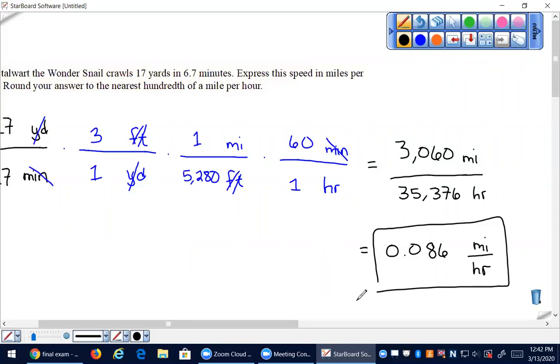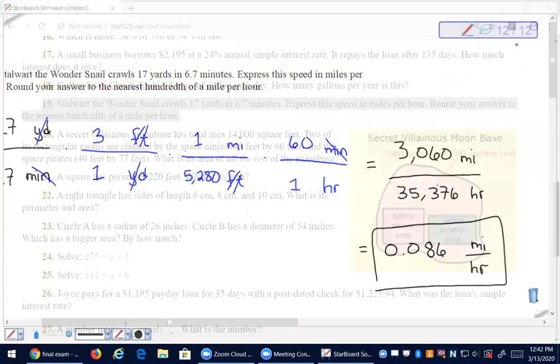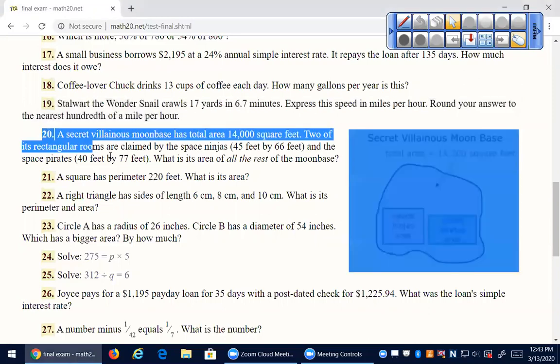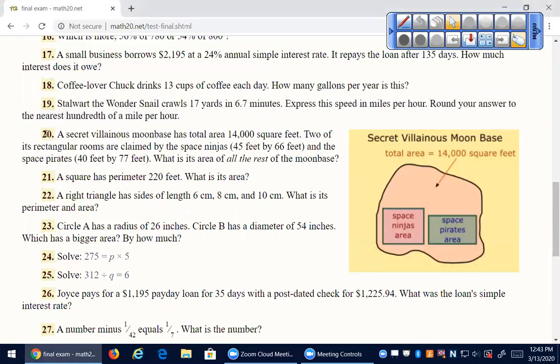Okay, questions about this one? This is long, but it's not that bad. Right, same process, it just has 3 blue fractions instead of 2. It looks good. Okay, secret villainous moon base. Should we do that one? I know. It's not bad. That's the one I think is going to break me.